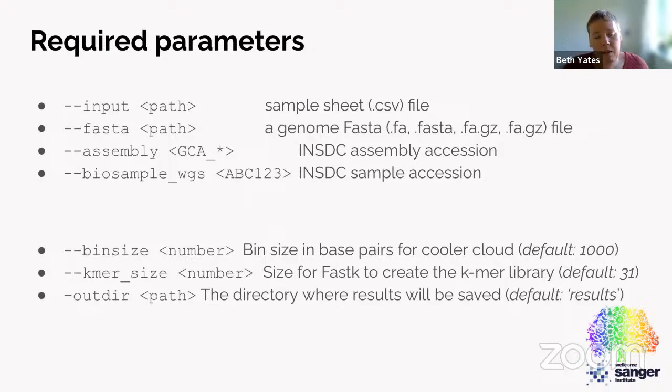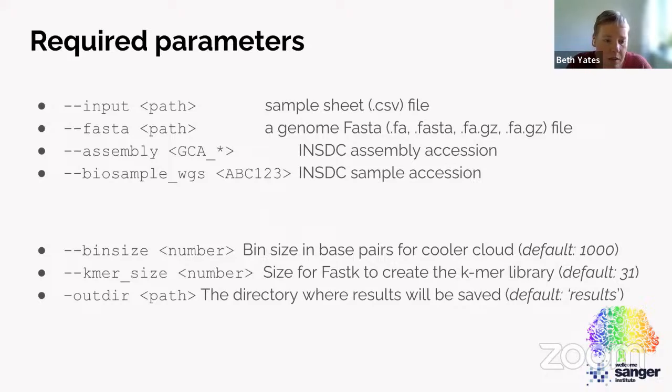There are some other parameters that are expected, but these have defaults defined, so you don't necessarily have to override them. These control more about how the pipeline runs. This is bin size, which is used to control cooler cloud, which I think should be an A, not an O, but that's part of the Hi-C mapping process. The KMA size just defines the size to use for the KMA library. Like I say, there is a default set for that, so you don't have to override it, but the option is there for you.